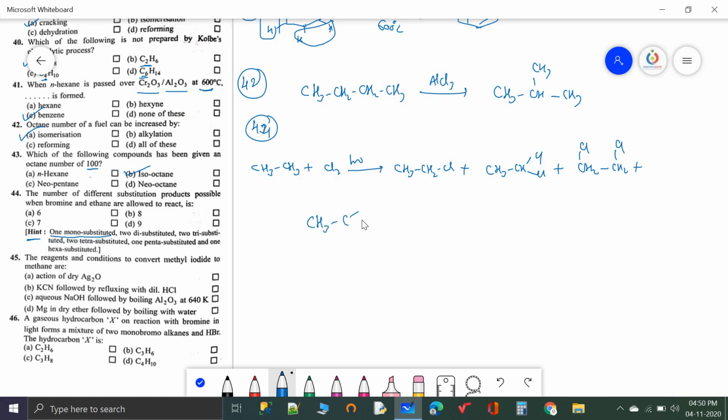First of all, replace all the hydrogens from the same carbon. In the next product, you replace one hydrogen from one carbon and the rest of the 2 from the remaining carbon atom, so that you will get the 2 products.